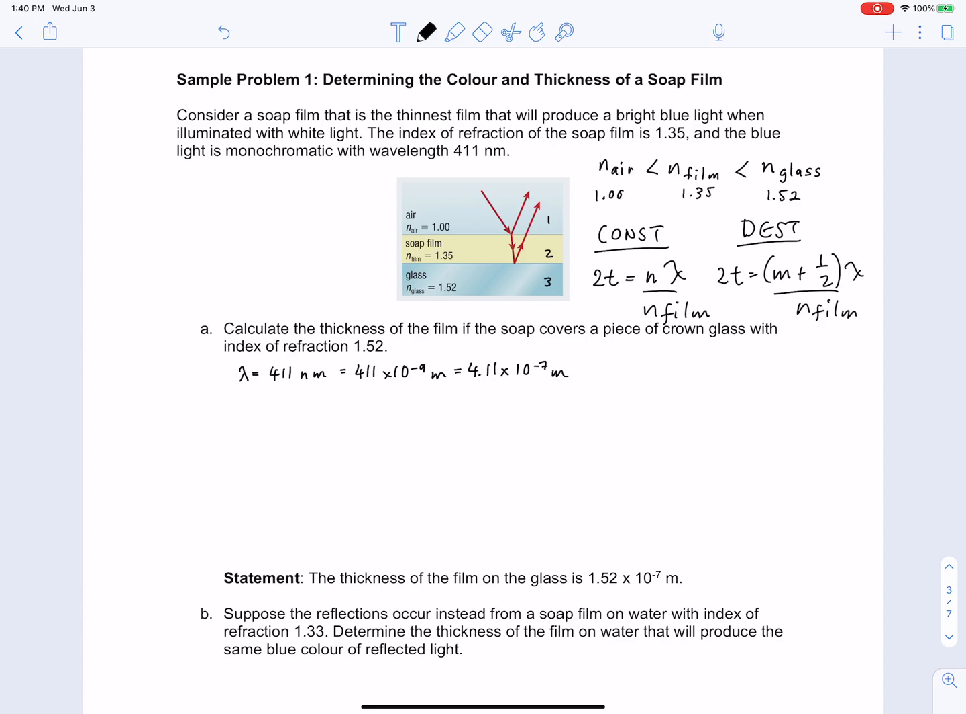So in part A, both reflections involve inverted phases, since the index of refraction increases from layer to layer. Therefore, we use the formula for constructive interference of the two waves when the phase change occurs in both reflections. So we can use the equation for constructive interference, which states that 2t is equal to m lambda over n film.